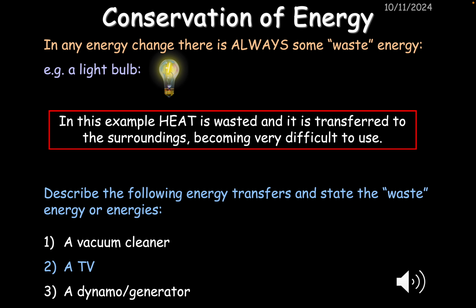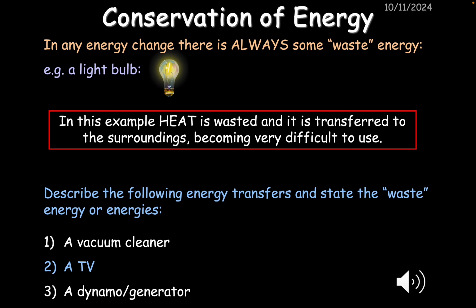And then you can, for example, describe the following energy transfers and state the wasted energy or energies. For example, a vacuum cleaner is doing some mechanical work by picking up bits of dust. So that's what it's designed to do, to clean your carpets, for example. But in the process, it's making a lot of sound and transferring sound to the environment, which ultimately is just vibration of molecules. Sound is just vibration. Noise, if you like, is unwanted sound. And eventually it will just become background movement of particles. So in a way, it's a form of heat to the surroundings.